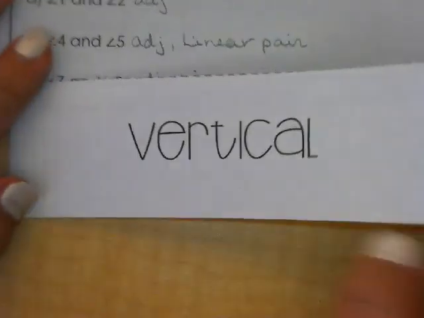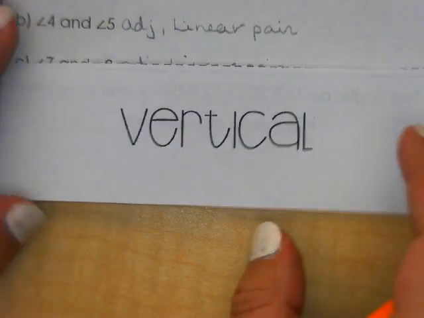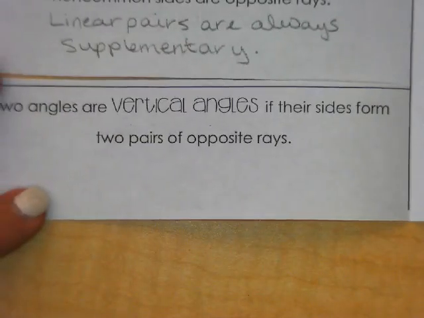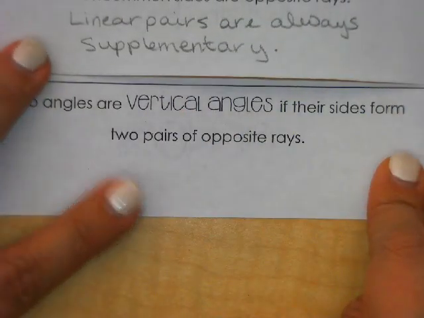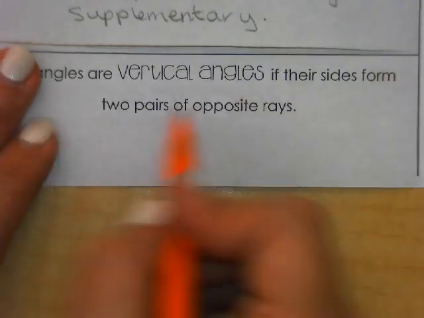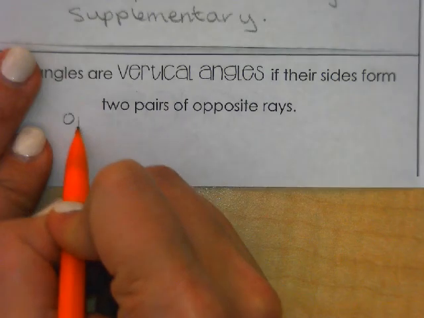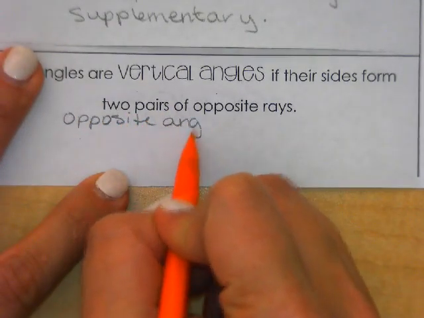All right, last one. Vertical. All right, vertical angles. Two angles are vertical if their sides form two pairs of opposite rays. What does that mean? This is another way to write this. Opposite, these are opposite angles.